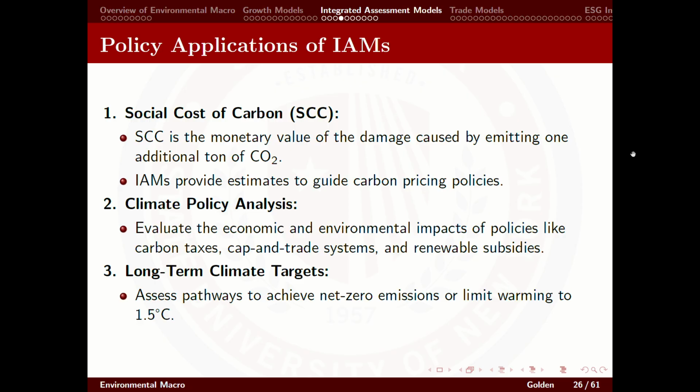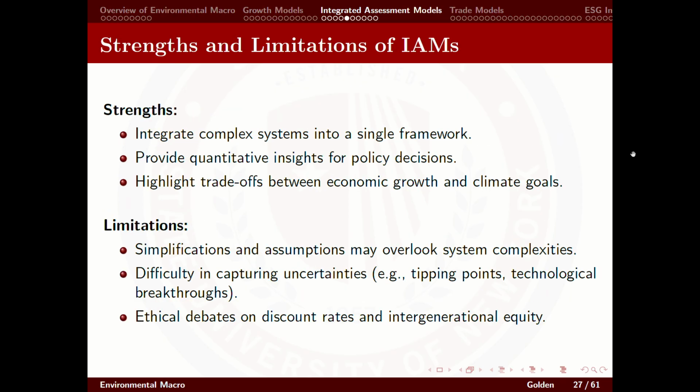So mostly applications of integrated assessment models. You have the social cost of carbon, which is the monetary value of damage caused by emitting 1 additional ton of CO2. Integrated assessment models allow us to estimate carbon pricing and guide that policy. They also allow us to evaluate the economic and environmental impacts of policies like carbon taxes, cap and trade systems, and renewable subsidies. And they help us to assess both how to reach net zero emissions and how to limit warming.